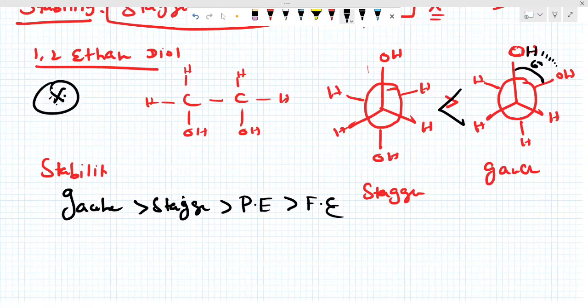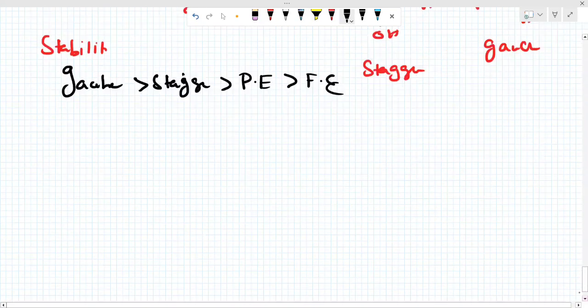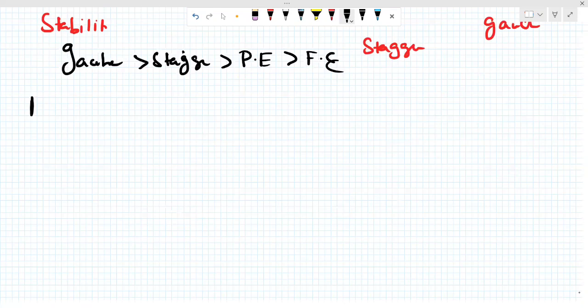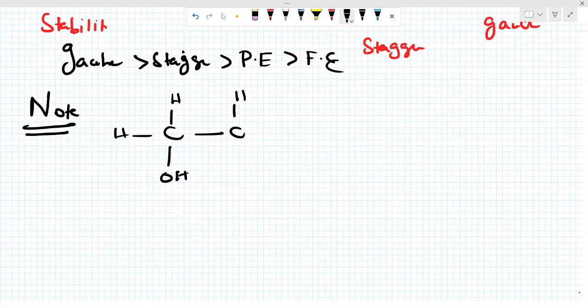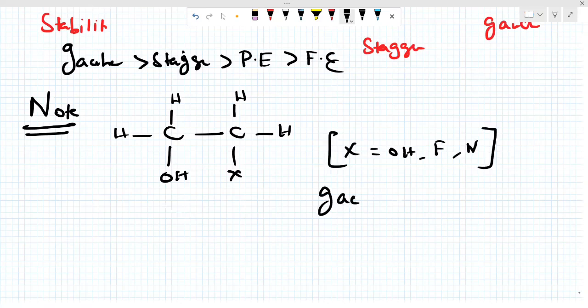Please note. Similarly, for 1,2-dichloroethane and dibromoethane, I will discuss that case. Now please note, very important. Suppose they give this: carbon, hydrogen, here OH, here hydrogen, here X. X can be OH, X can be fluorine, X can be nitrogen. In this case, always the gauche form is more stable over the staggered form. This is very important. That is the first case, and now the second case.